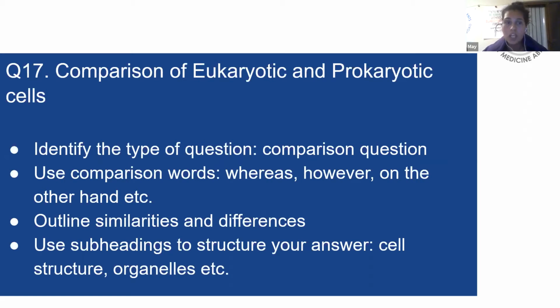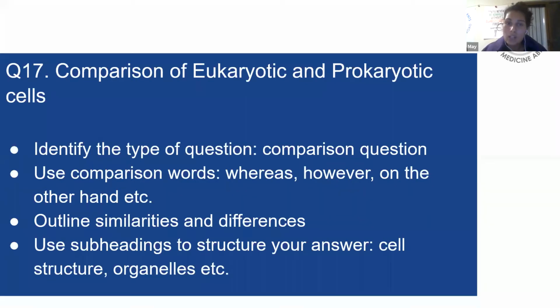So the first one would be identify the type of question. So it's a comparison question in this case. It's asking to compare a eukaryote and a prokaryote cell. Okay, we would use comparison words like whereas, however, on the other hand. We would outline both the similarities and the differences, not just the differences. Also the similarities is very important in this case. And we will use subheadings to structure our answer. So for example, how does the cell structure differ?